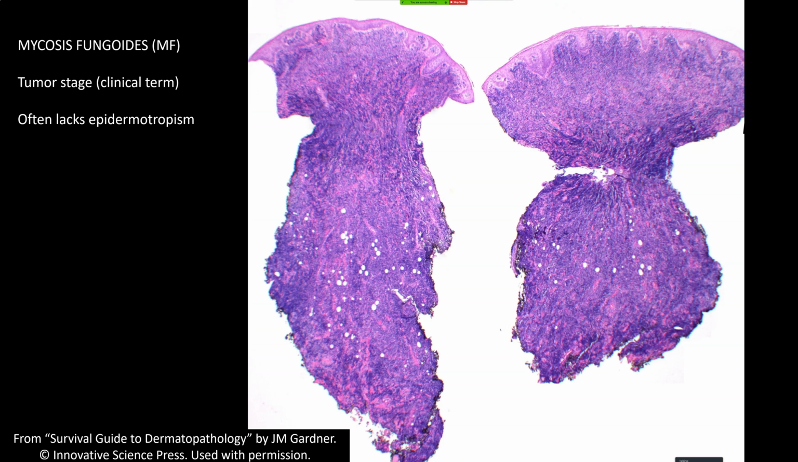Now, this is a case of tumor stage mycosis fungoides, and at least in my experience, I've often seen cases of tumor MF that lacked epidermotropism, at least on the portion that I had on the biopsy. So you certainly can have it, but don't be surprised to see a case where it's just a sheet of lymphocytes filling the dermis and no epidermotropism at all. That happens.